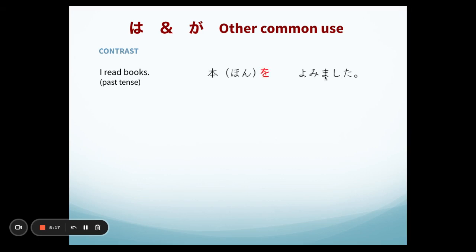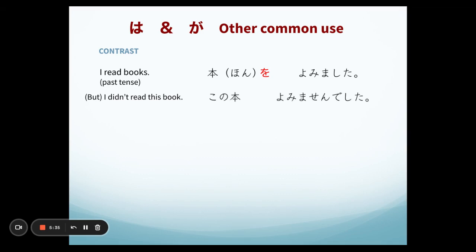本を読みます. 本を読みます. This is object marking. So 読みます alone does not complete a sentence. Like I need to know what you read. It's 本. 本を読みました. But I didn't read this book.